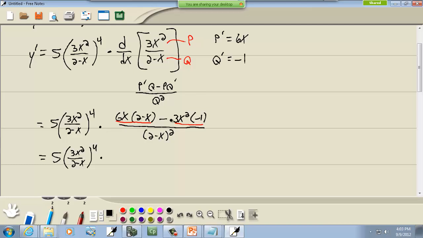Looks like they both have a 3 in common and an x. So I can bring out a 3x. Now here I'm left with a 2 times 2 minus x. Now a negative times a negative is a positive, and I took away that 3 and took away one of these x's, so that leaves me a single x over 2 minus x squared.